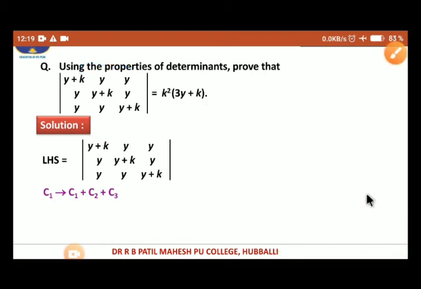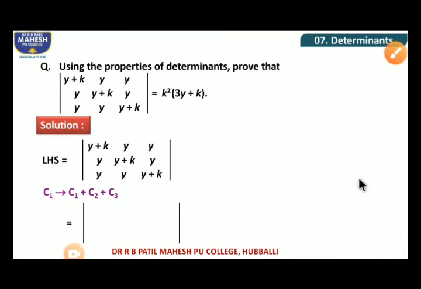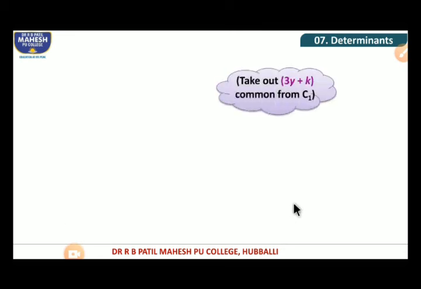So that we can add these three columns. Therefore, we have the first column 3y plus k, 3y plus k, 3y plus k, with the other columns as they are. Now 3y plus k is common in the first column, so we can take 3y plus k common from C1 into the determinant with 1, 1, 1 in the first column and the remaining terms as they are, and now we can operate similarly to the previous example.